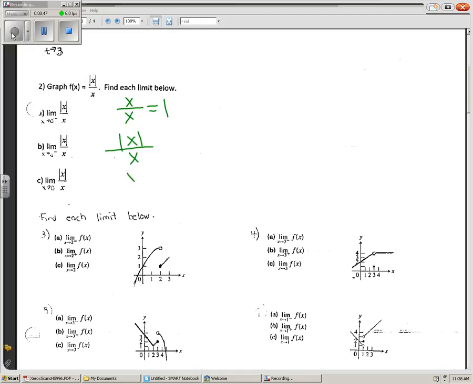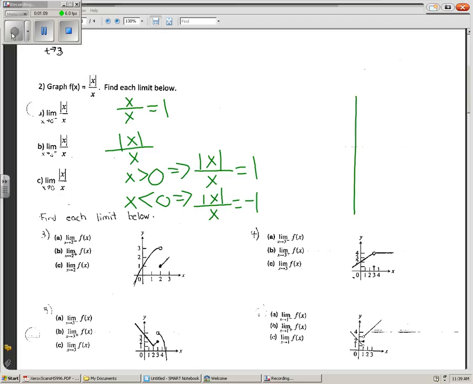So if x is bigger than 0, we're going to have a positive number divided by a positive number, which will give us regular 1. If x is less than 0, we're going to have a positive divided by a negative, which will give us negative 1. So now let's use that to graph this. When x is 0, as we said, the function's undefined. When x is bigger than 0, the y value is 1. When x is smaller than 0, the y value is negative 1.